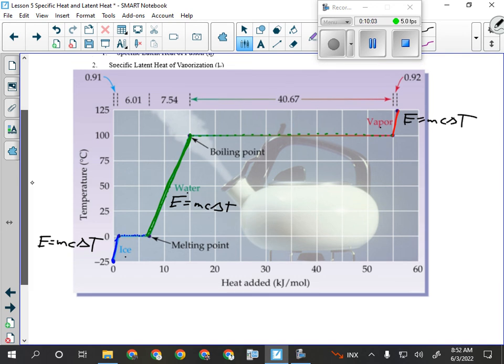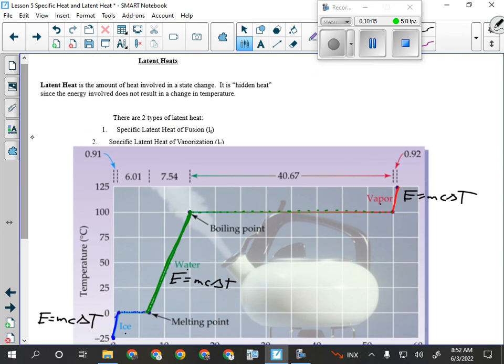So, there are two kinds of latent heat. There is the latent heat of fusion, which involves melting and freezing. And there is the latent heat of vaporization, which involves evaporation and condensation. So the process of liquid and gas and the process of solid and liquid. Everyone with me so far?